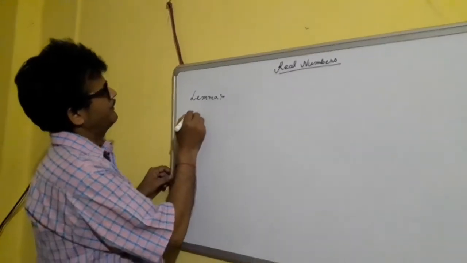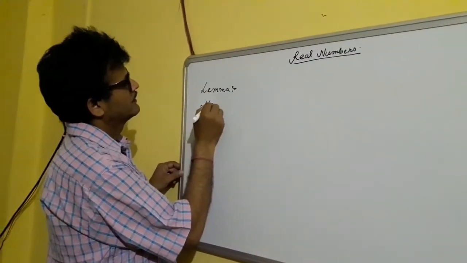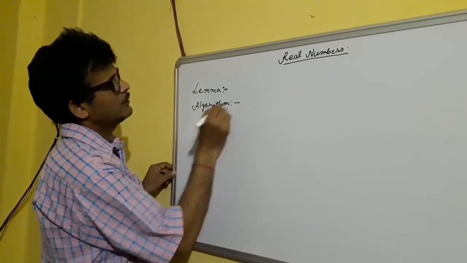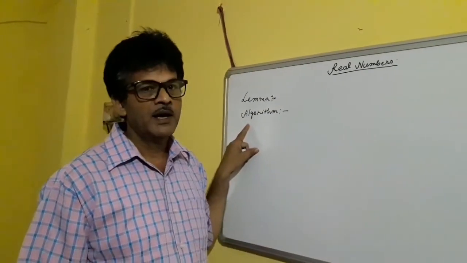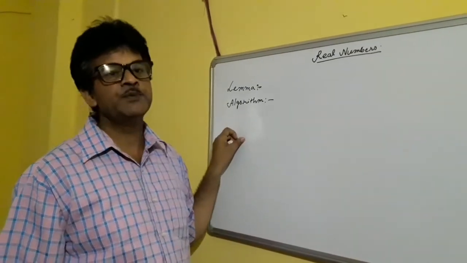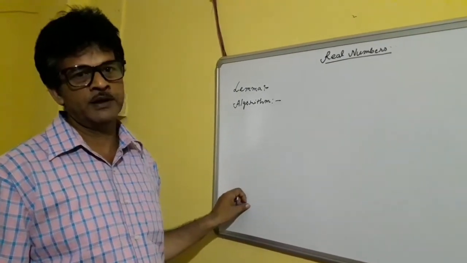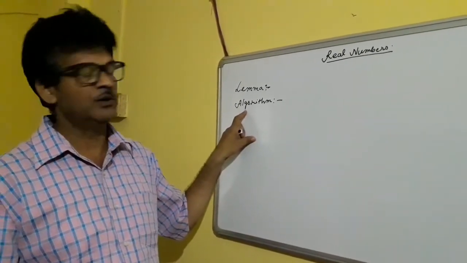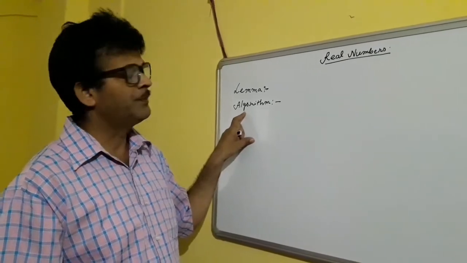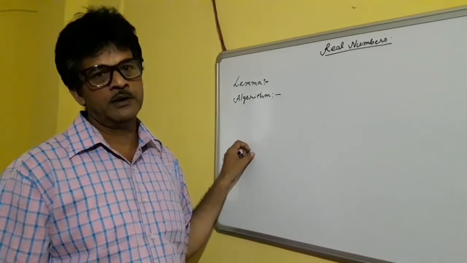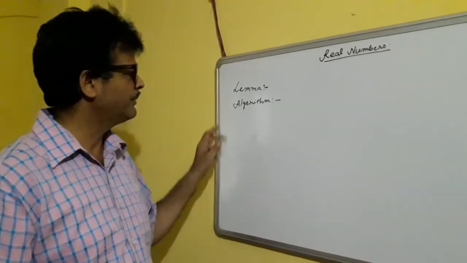Then algorithm. What is an algorithm? An algorithm is a series of well-defined steps which gives a procedure for solving a type of problem. So, an algorithm is a series of well-defined steps which gives a procedure for solving a type of problem. So, remember these two terms.